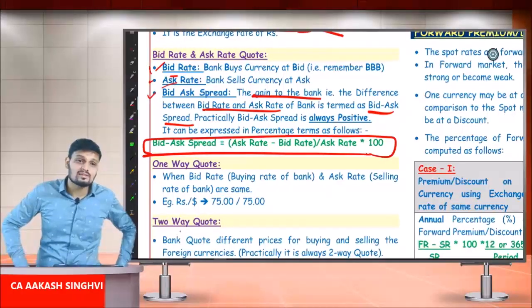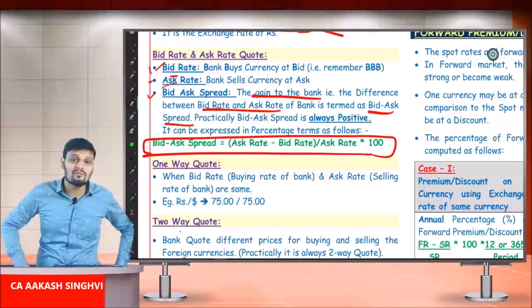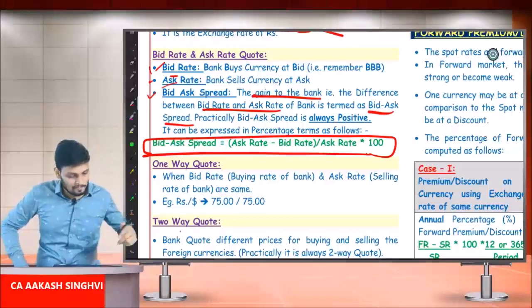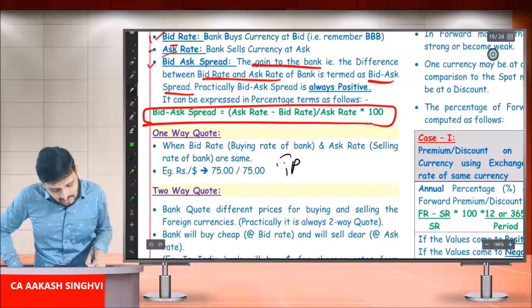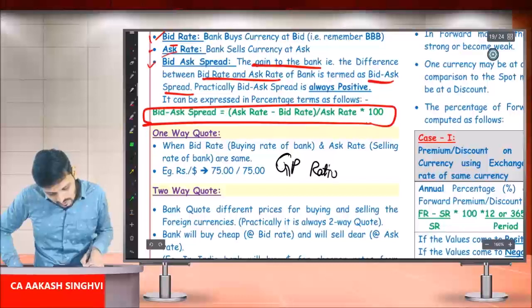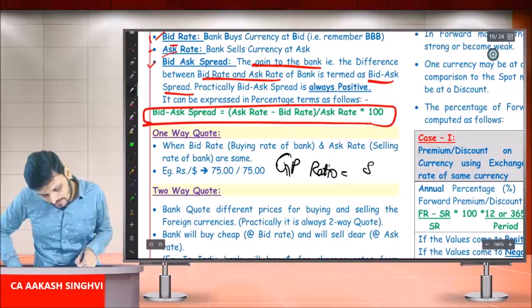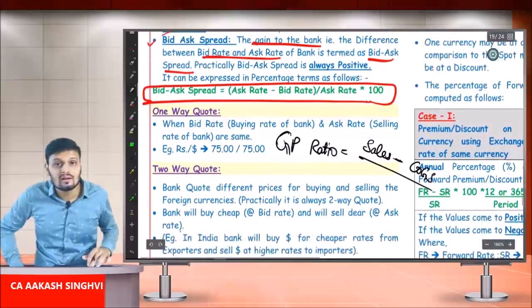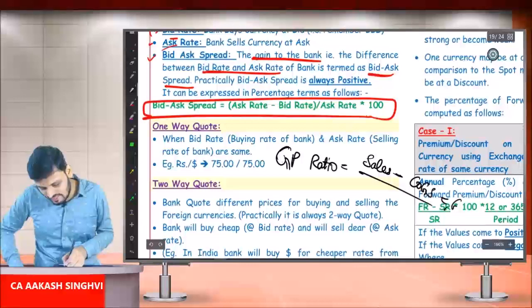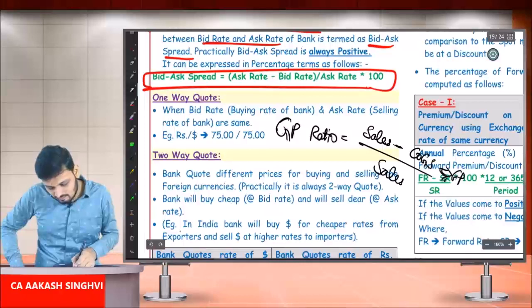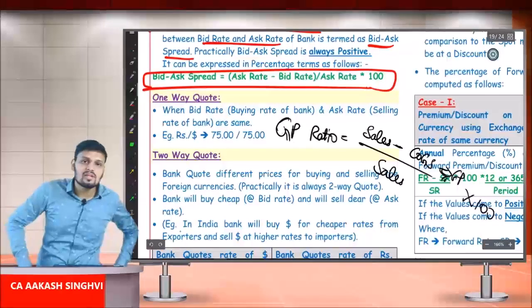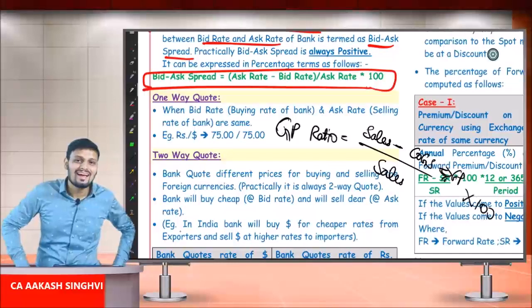Okay, sir. Now don't tell us just the formula. Let us try to explain with the concept how this formula came. I hope you all remember the GP ratio formula. What is the GP ratio formula? The GP ratio means sales minus COGS divided by sales. Sales minus COGS is GP. GP divided by sales into 100 will give you the GP ratio. This is a very simple formula of ratio analysis. I hope you remember this.